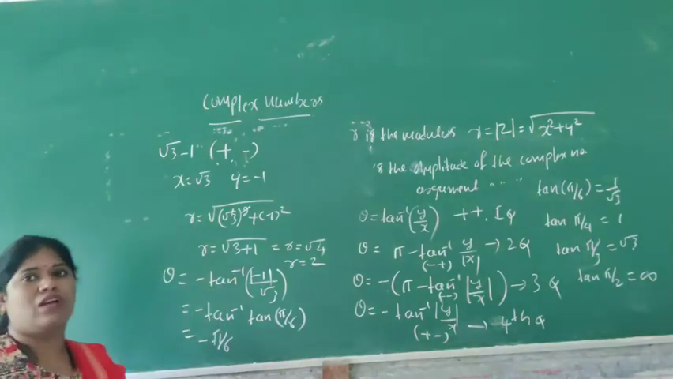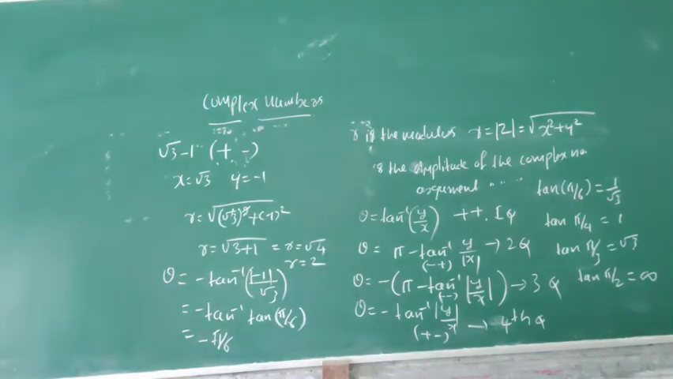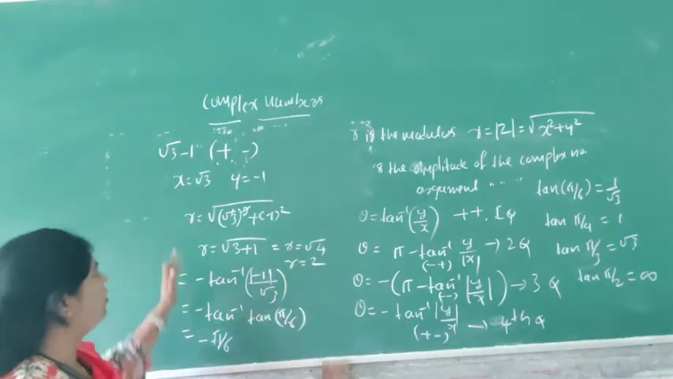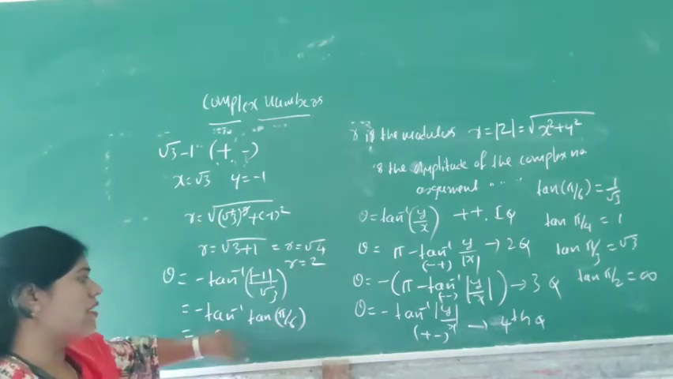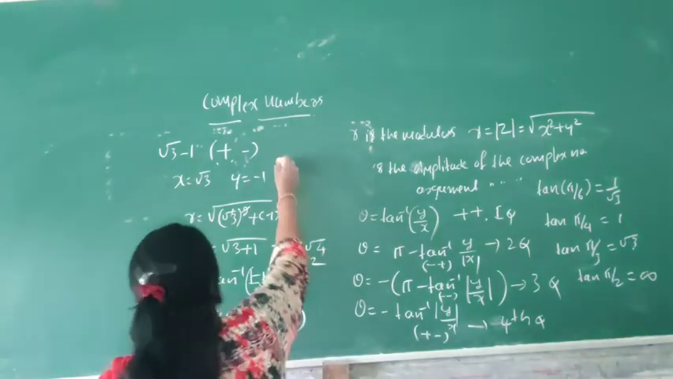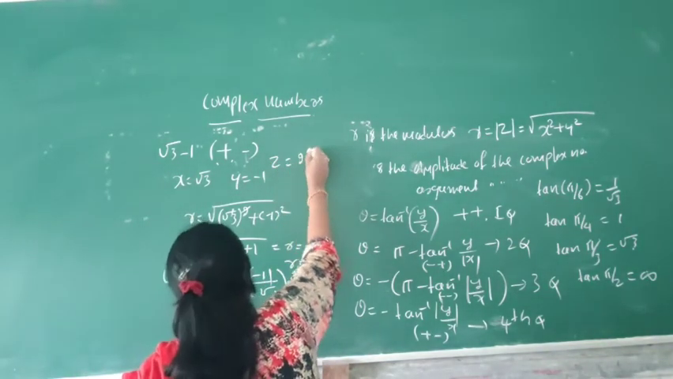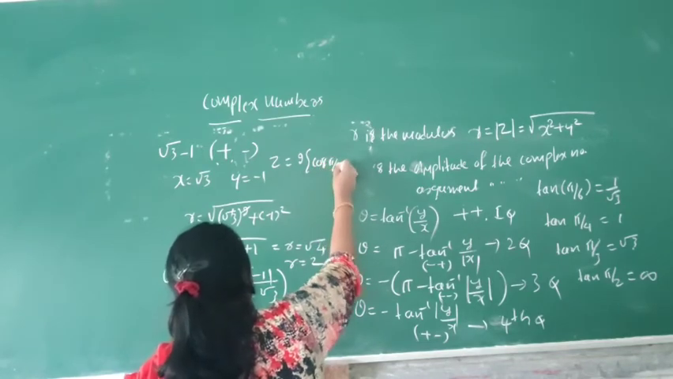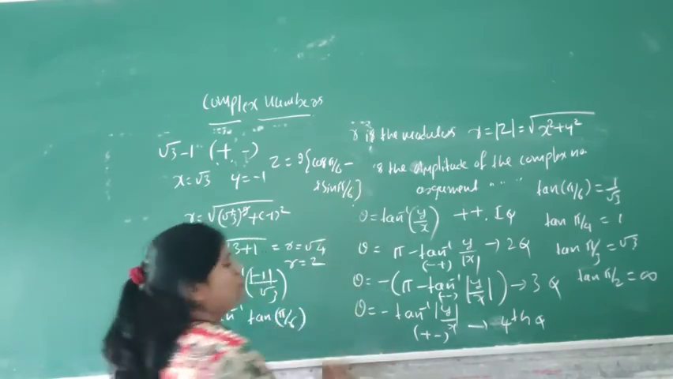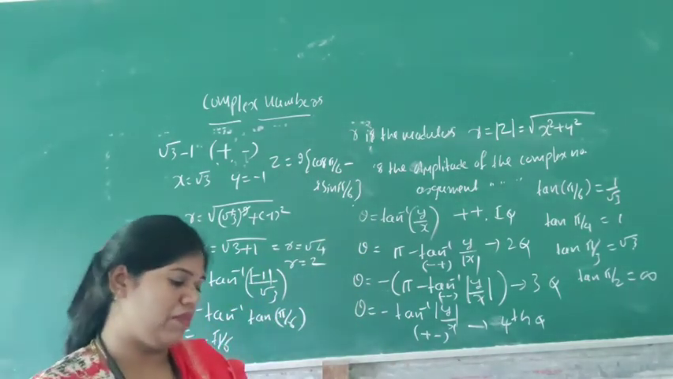So we can substitute in the polar form and we will get the result. The result is r of cos theta plus i sin theta. We will get r equal to root 4, which is equal to 2. So 2 of cos of minus pi by 6 plus i sin of minus pi by 6. That can also be written as z is equal to 2 of cos pi by 6 minus i sin pi by 6. This one is the polar form of the complex number.